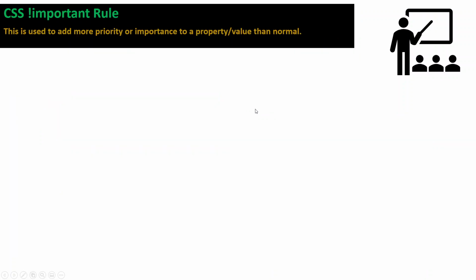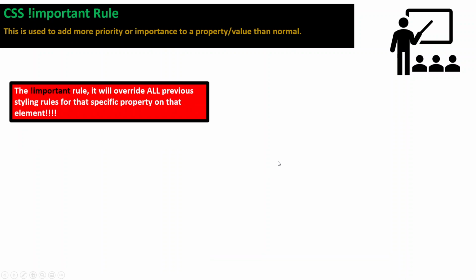Okay, and then finally the exclamation important rule is used to add more priority or importance to a given property value than normal. So if you want to add more importance to it and make it override another property value, then you have to use the important rule. And the important rule will override all previous styling rules for a specific property on that element. And we are going to take some quick examples of all of these.